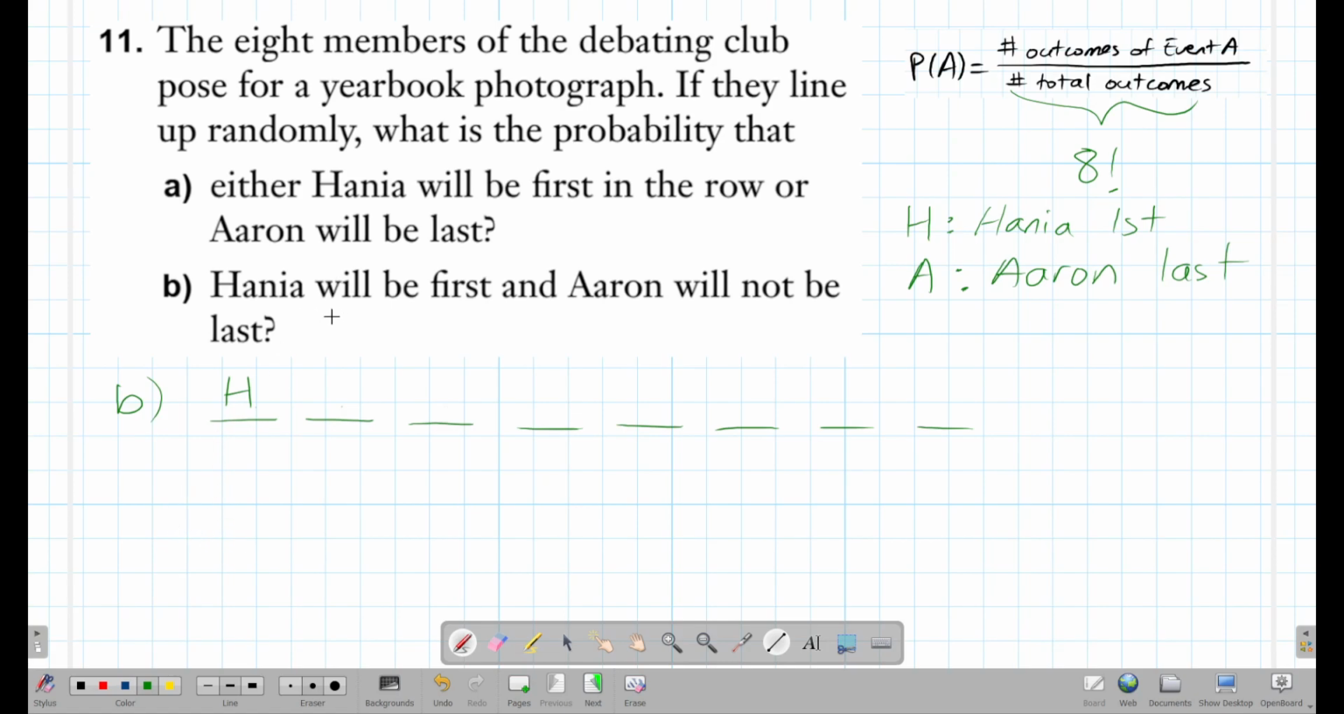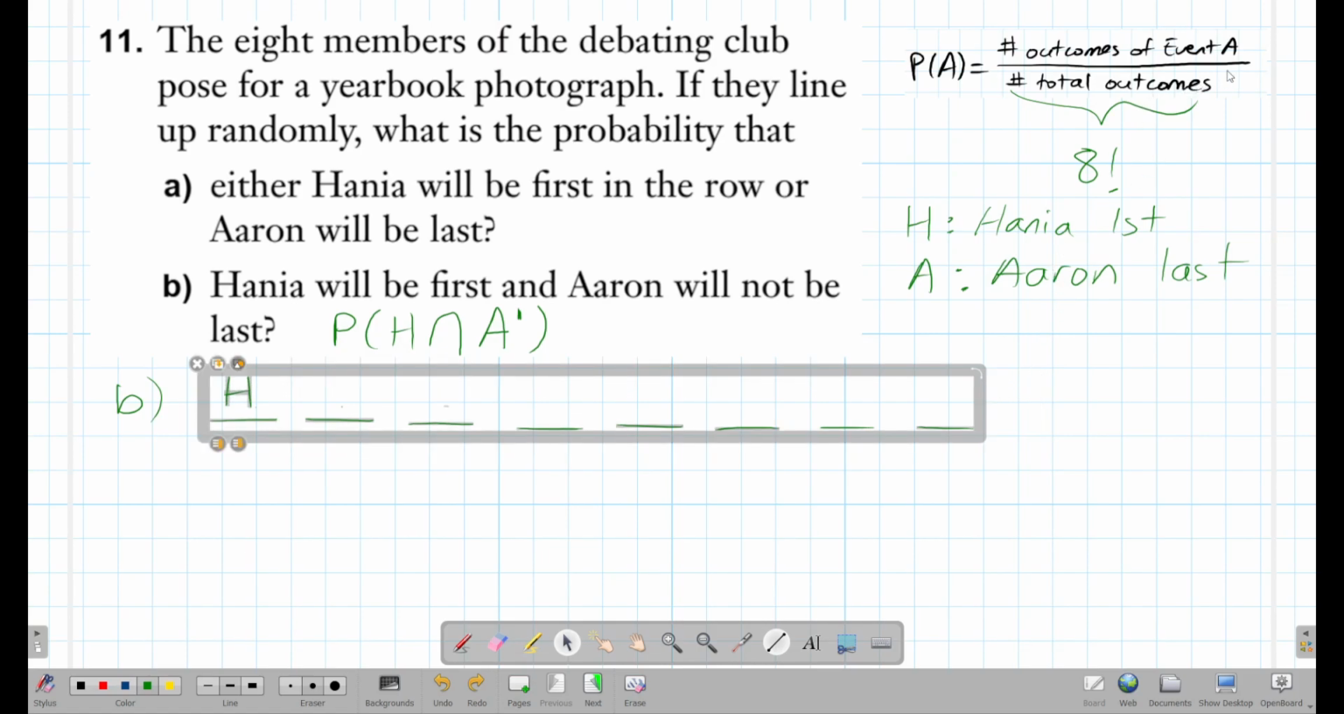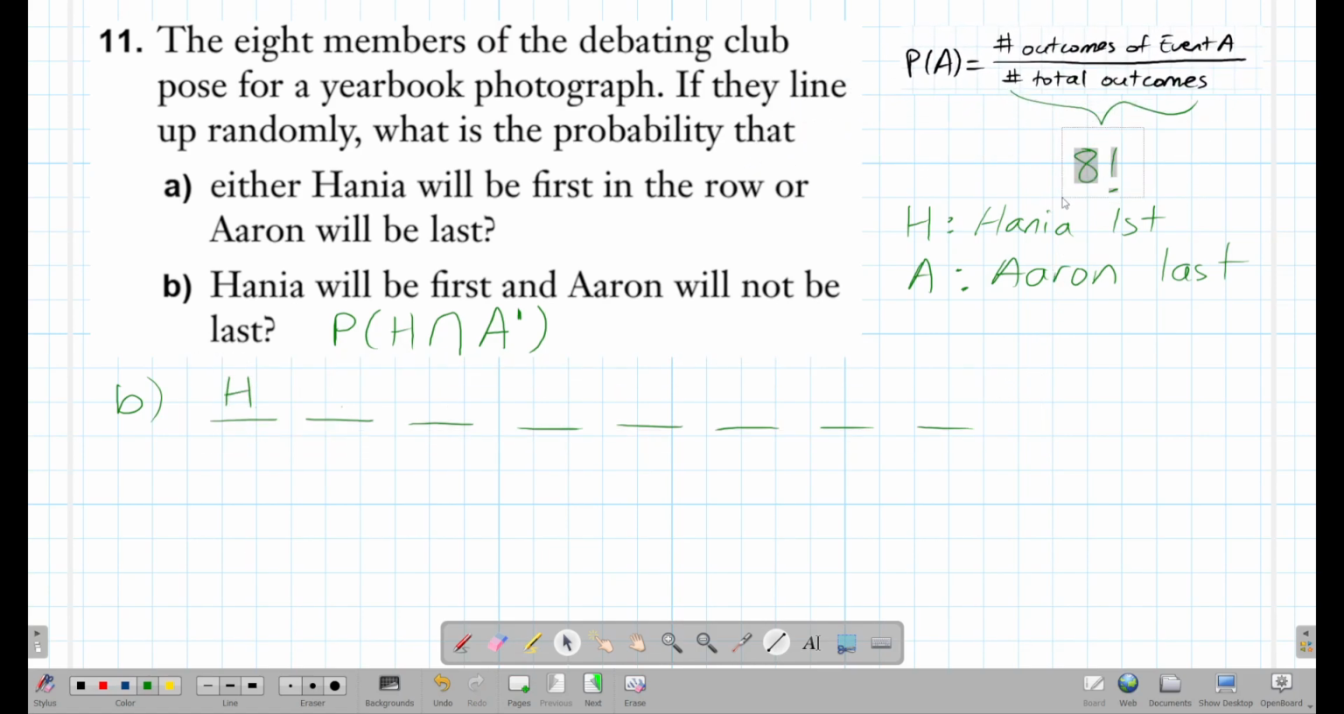Basically, this question is asking us to find the probability of H being first, so P of H, and Aaron, the complement of A, because we want Hania to be first, so that's H, and then we don't want Aaron to be last, so that's going to be the complement of A, not A. We want both of these things to happen at the same time, so we're going to use an intersection and not a union here. All right, so getting back to the question, remember, we already know the total number of outcomes. We calculated that to be 8 factorial.